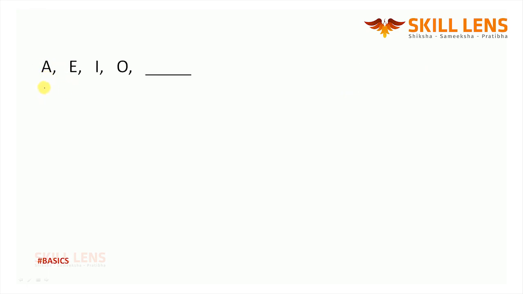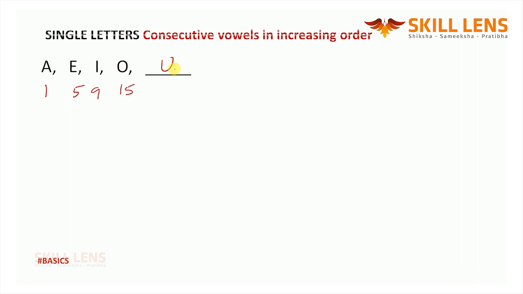A is the first letter and E the fifth letter, I is going to be the ninth letter and O the 15th letter. So here the point is, this is not related to the numbers. This is related to the character of the letter. So A, E, I, O, U is going to be our answer, because this series is going to be consecutive vowels in increasing order. So your answer is going to be U. You will get these types of questions.